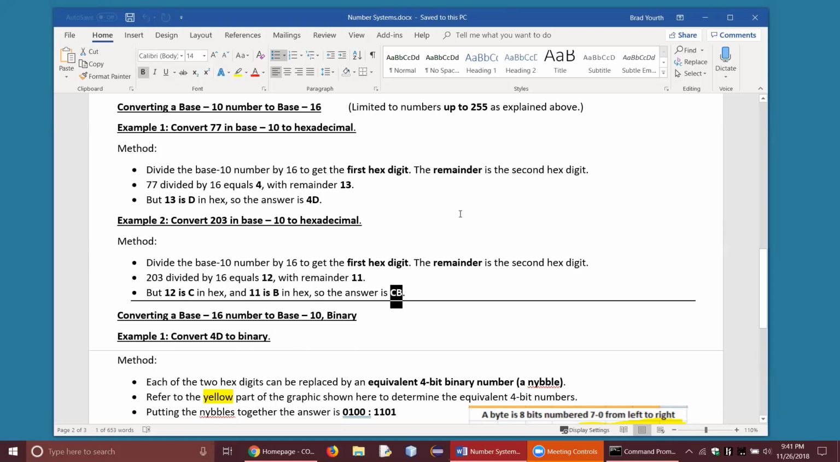I mean, you could do it the short way as well if you wanted. Or you could just sort of do it with trial and error. You could experiment with 11 times 16, and you would find that that works out to 176, which is not close enough. So then you try 12. You could eventually get there.